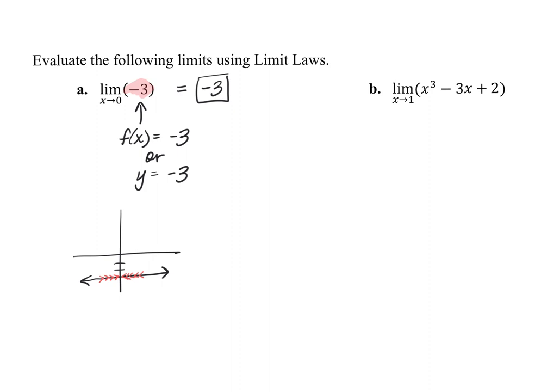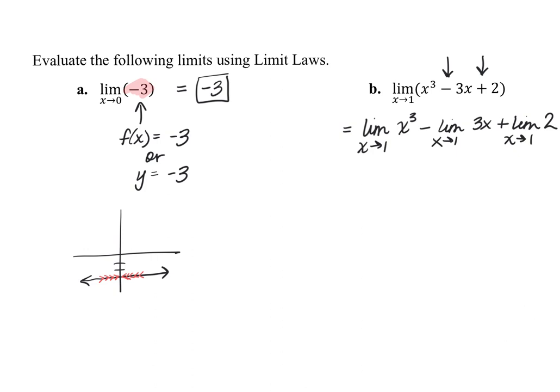B, the limit as x approaches 1 of x cubed minus 3x plus 2. So we see that we have a difference and we also have a sum. So we'll use both our sum and difference laws, and we're going to separate this, and we'll compute the limit of x cubed separately from the limit as x approaches 1 of 3x, and then the sum law allows us to rewrite this last one and add the limit as x approaches 1 of 2. So we've rewritten our original limit as 3 individual limits.